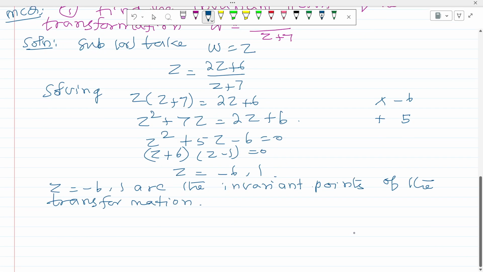This is the MCQ problem. They will give the problem, then you have to find the fixed point or invariant point of the transformation. Simply substitute W equal to Z, and then solve the equation. You will get a second order equation, then find the Z values. The two values of Z are known as the fixed points or invariant points of the transformation.